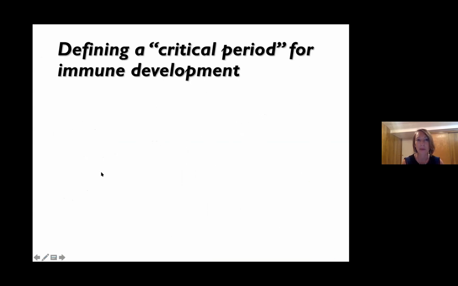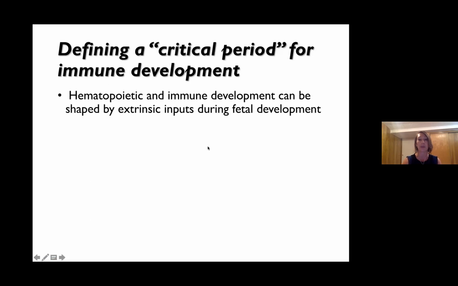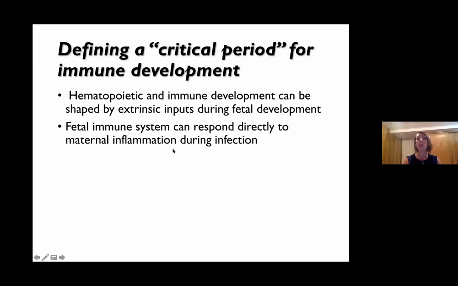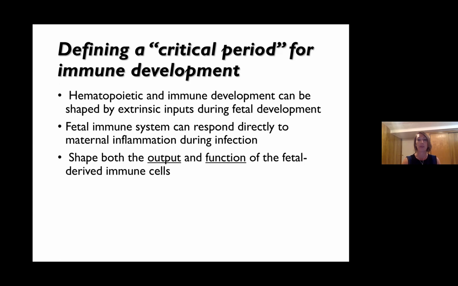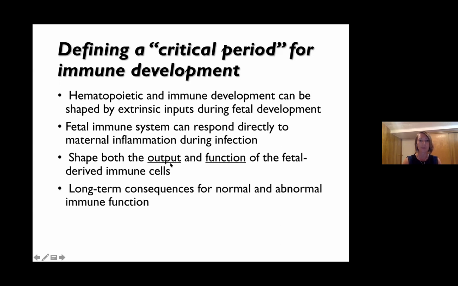So to summarize what I've shown you today, we believe that our initial work serves as a proof of principle to define a critical period for immune development. So we've shown that hematopoietic and immune development can be shaped by these different extrinsic inputs during fetal development. We've shown that the fetal immune system can respond directly to maternal inflammation during infection, and that this shapes not only the output of our HSCs, but also the function of these fetal-derived immune cells that come off of these transient progenitors during fetal development.